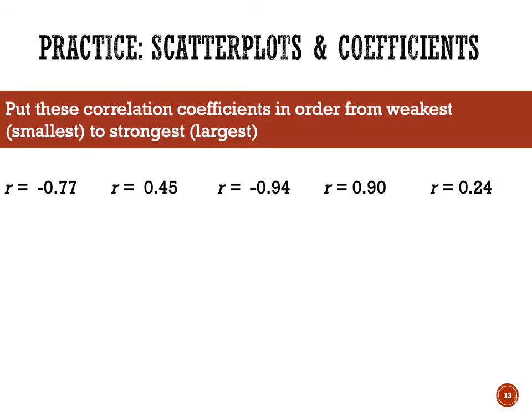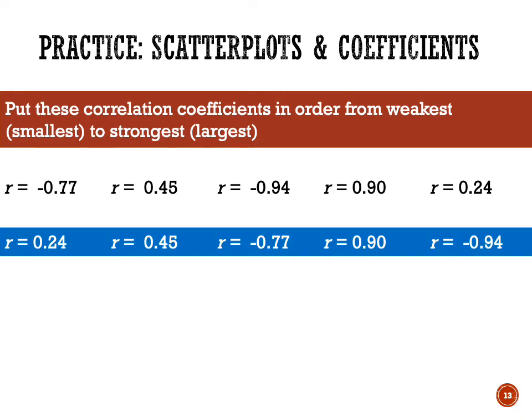Here's another quick practice. You're going to put these 5 correlation coefficients in order from weakest to strongest. So you can pause now to do that. Okay, so here are those answers. Just always keep in mind that when we're talking about the strength of a correlation, we're referring to the absolute value of that number.